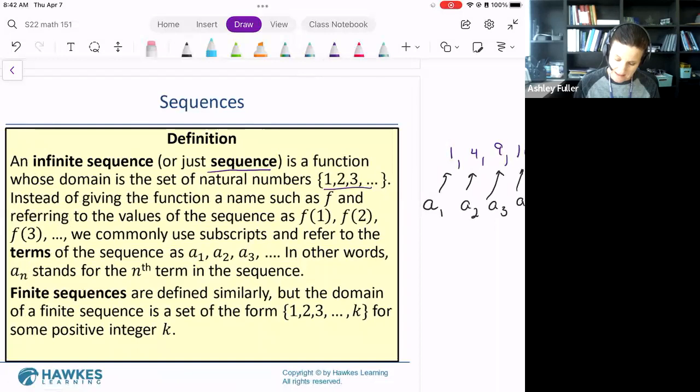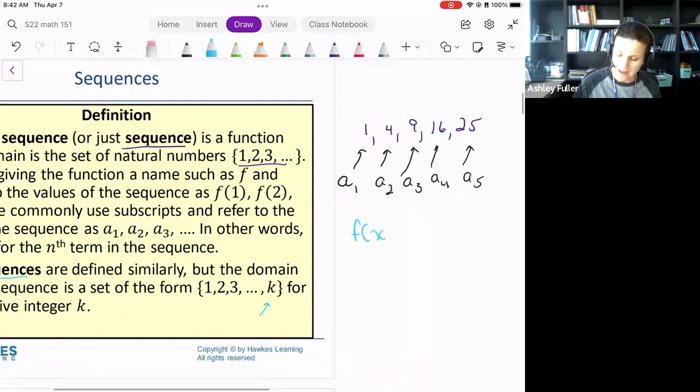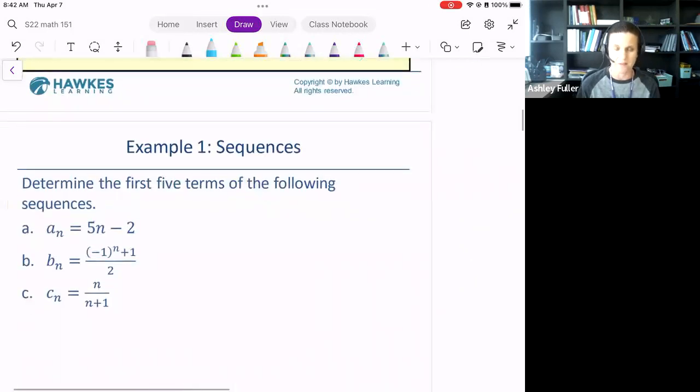A finite sequence just means the same thing, except we stop at a certain value k. So there may only be 10 terms in the sequence, not an infinite number. One of the aspects of the sequence notation that you do need to note is that instead of some f of x, we typically define a sequence based on some formula, a sub n, and then how we would calculate that. It doesn't always have to be a, so if we're looking at two sequences at the same time, we may have a sub n, b sub n, we could have c sub n. So let's look at how to find those terms of a sequence.